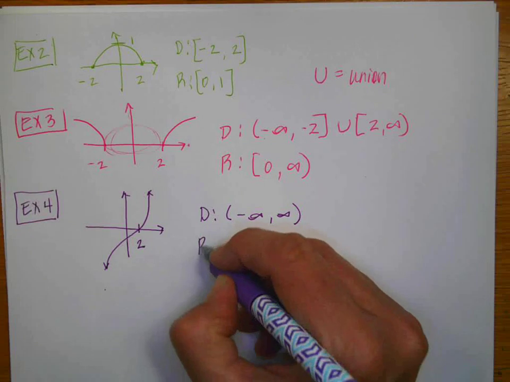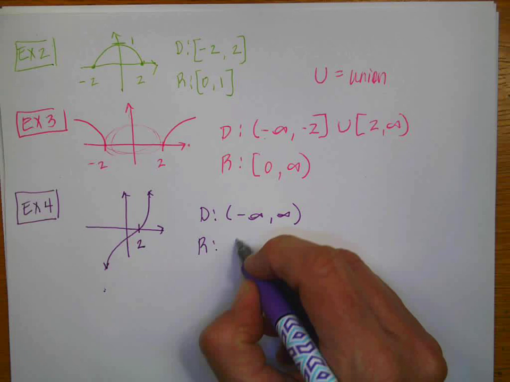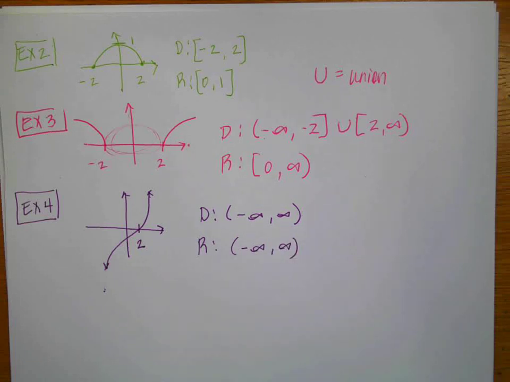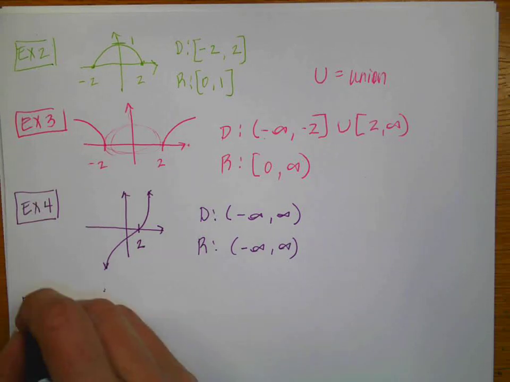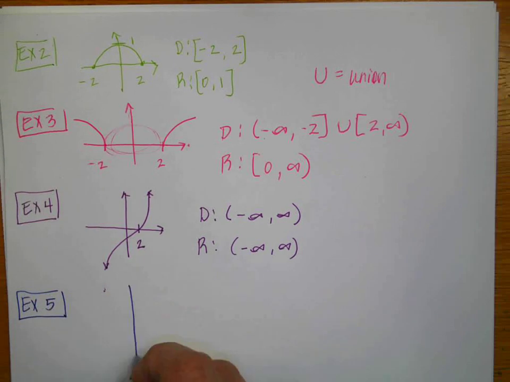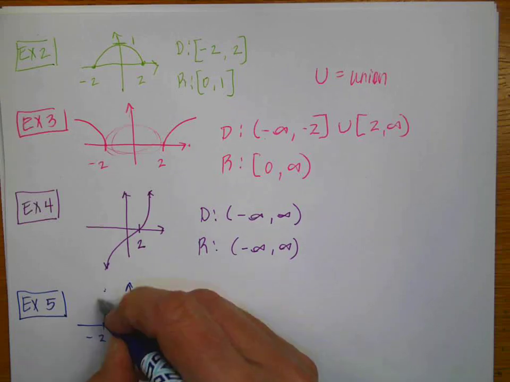My y values, my range, my y values go forever down and forever up, so my range is going to be -infinity to +infinity. All right, I have one more example. It's the most complicated, but still not that bad. So it requires that you remember some vocabulary that we've seen in previous math courses.